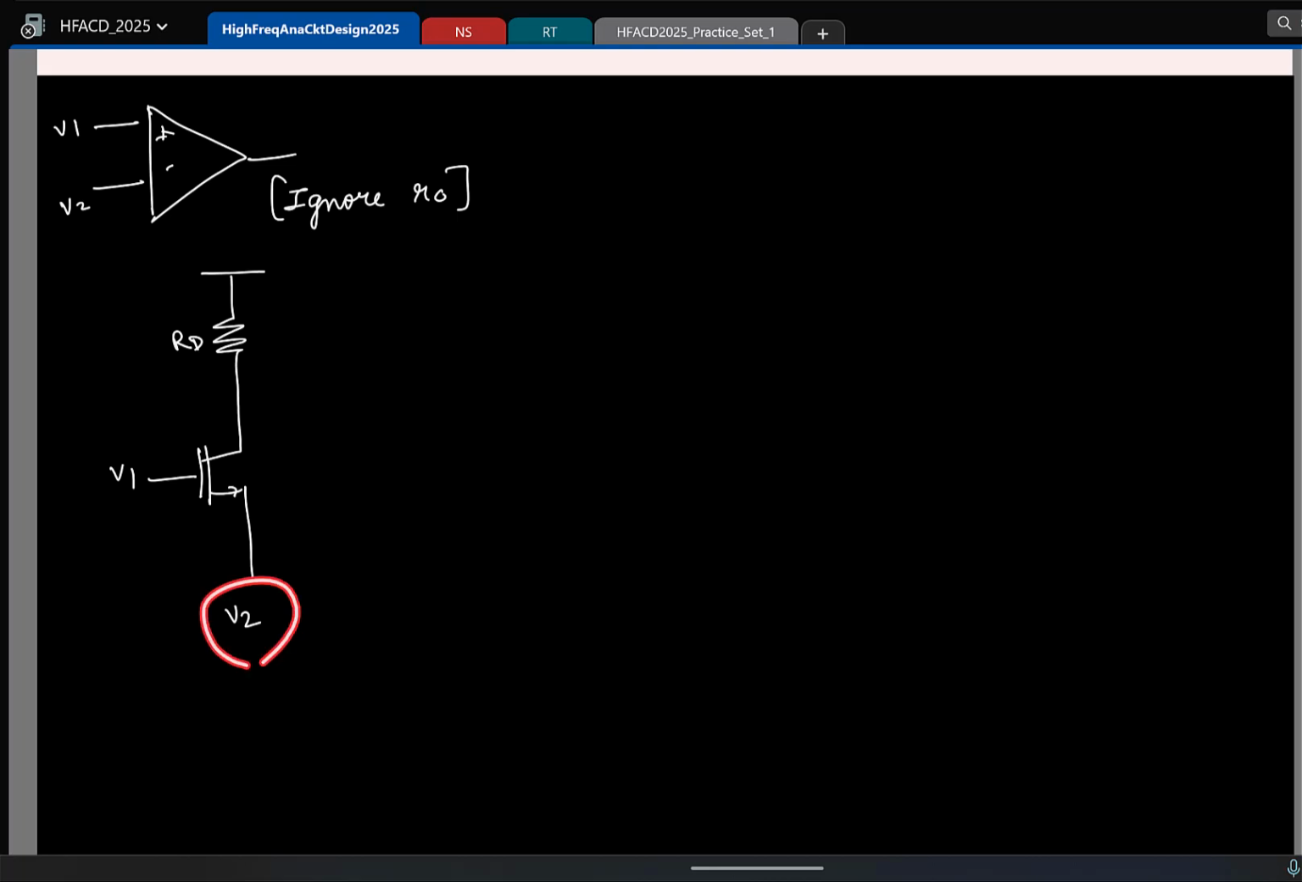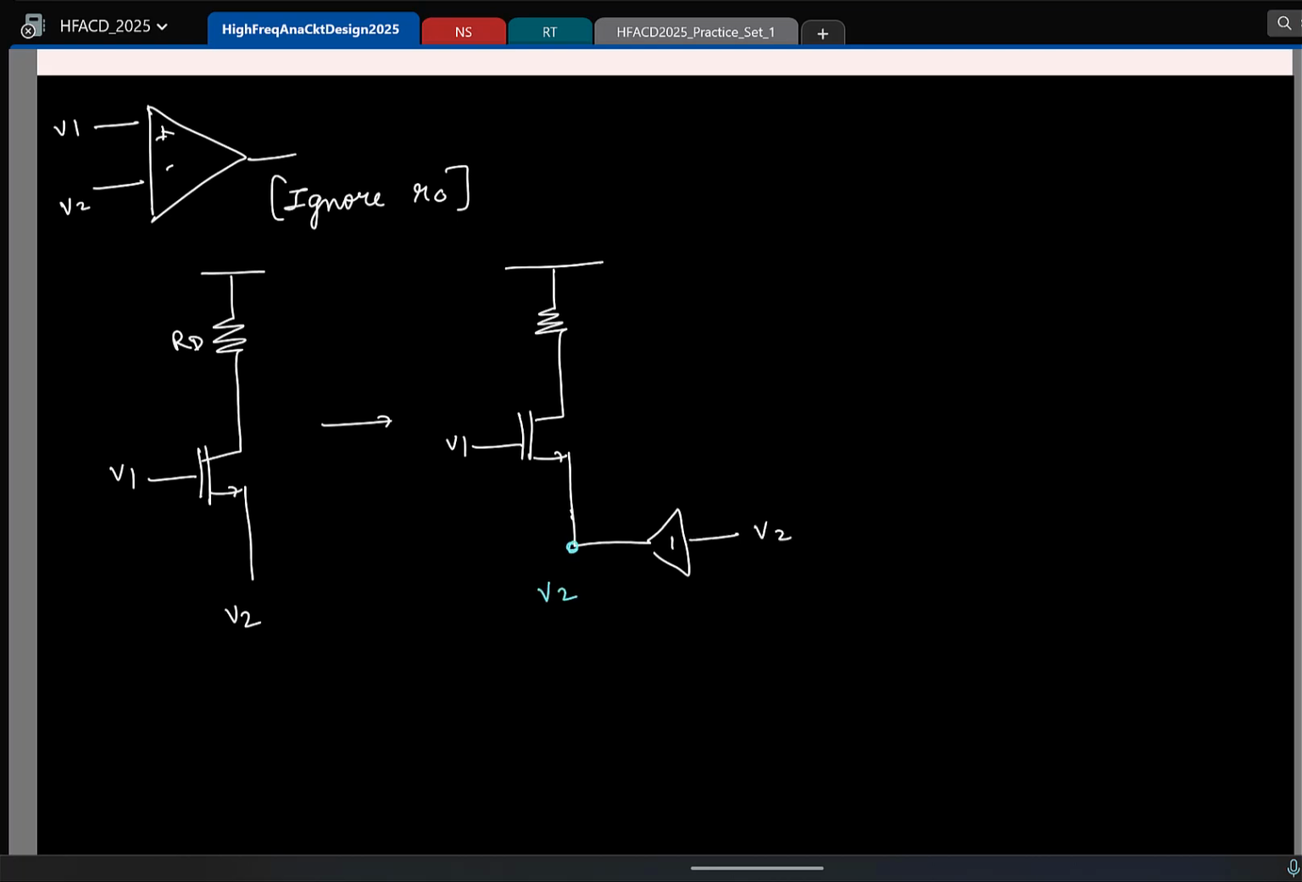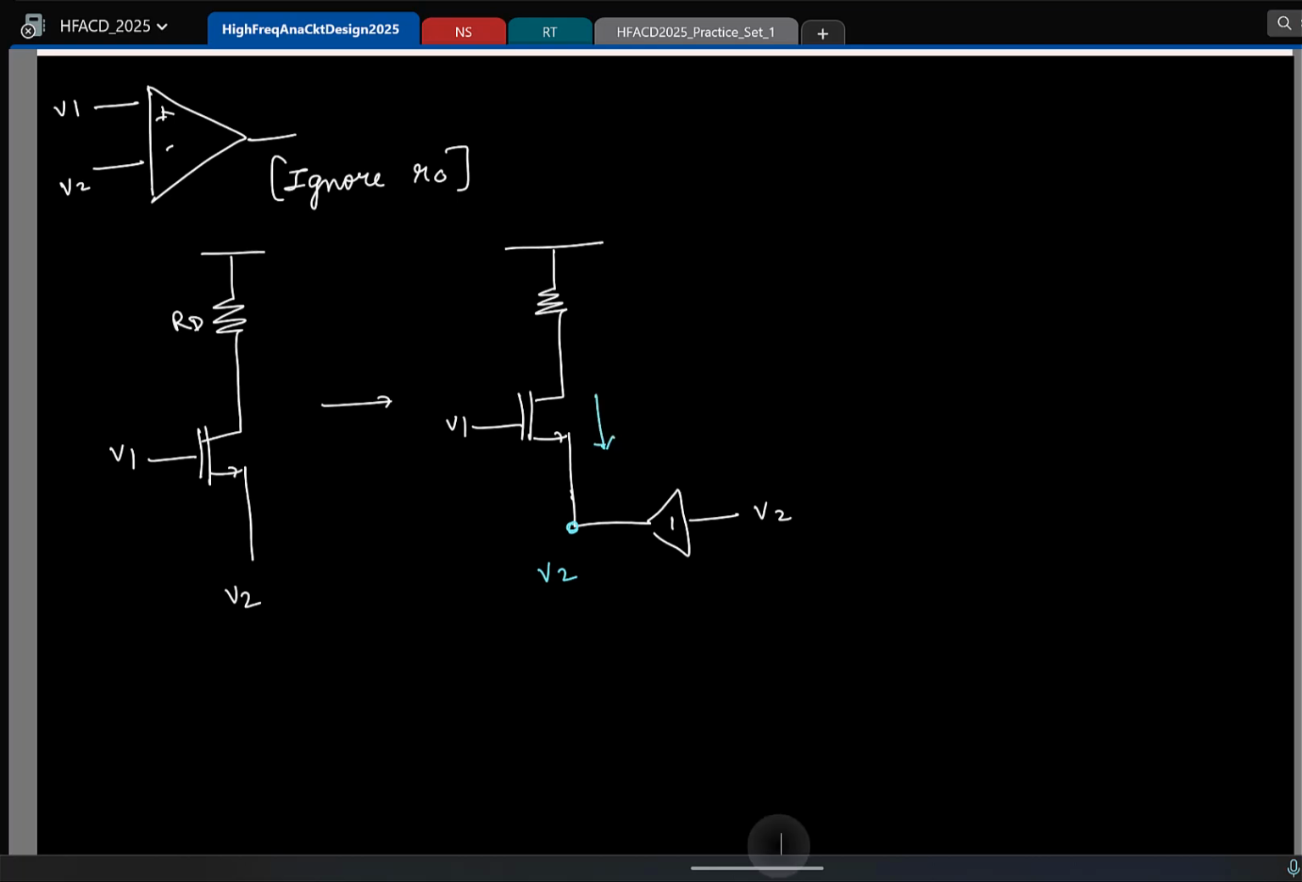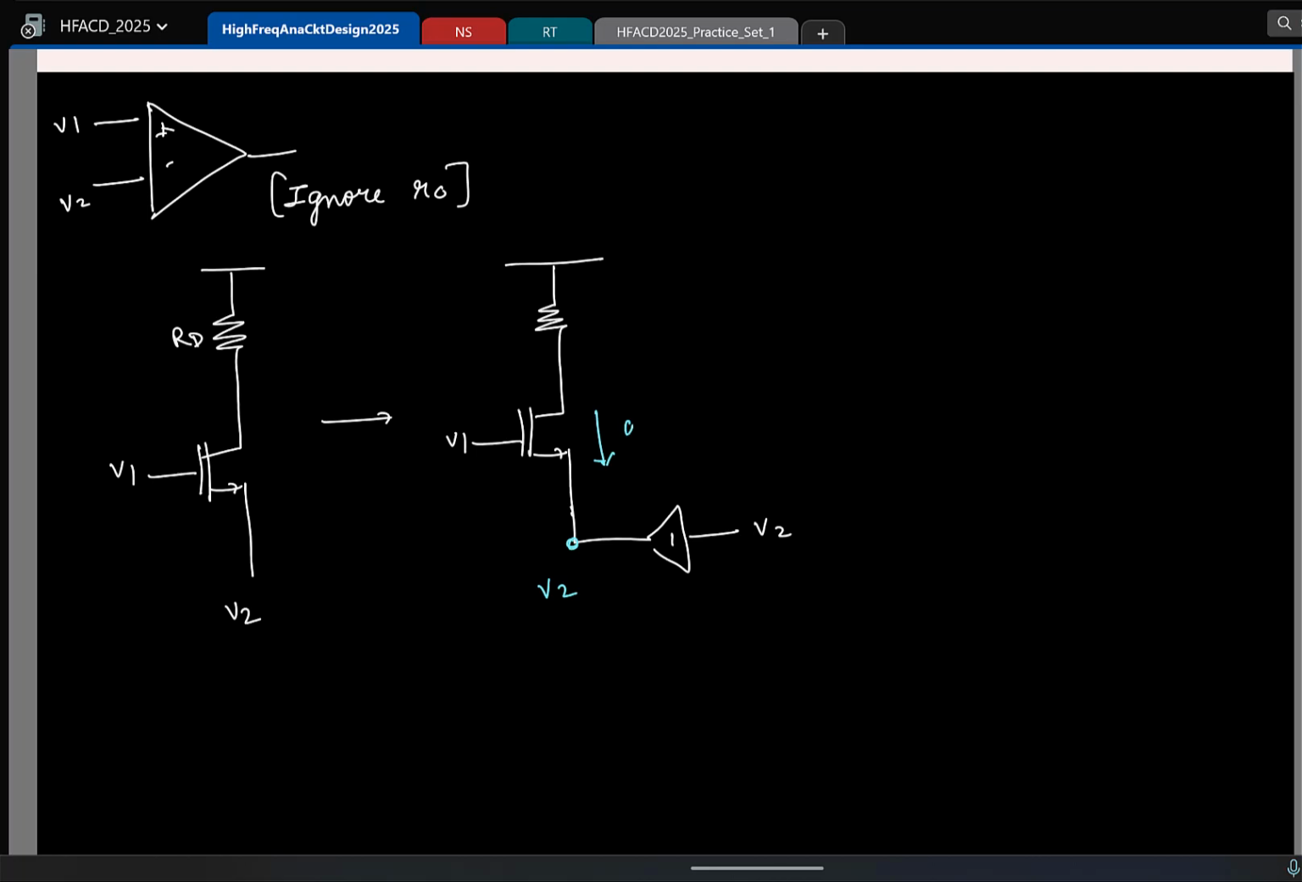Sure, you have seen this, right? Yeah, you try to buffer it and feed it so that the resistance seen is large. So the idea is this is a buffer of gain 1, this is V2. So then this voltage is V2. The small signal current is what? GM times V1 minus V2. So if this is RD, what is the output? Vout.